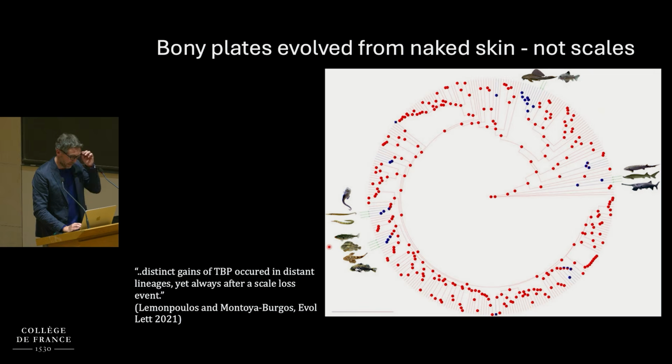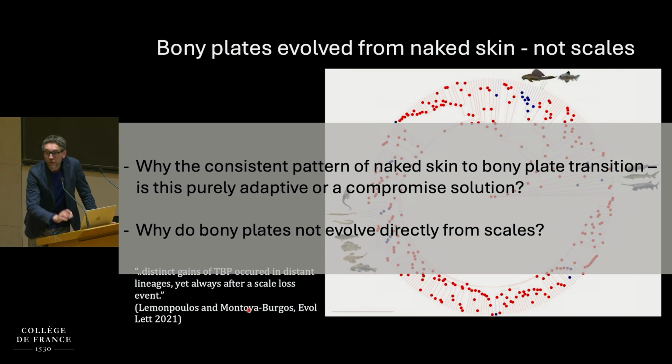The trajectory by which this sort of change happened is work from my previous colleagues in Geneva, the lab of Pan Montoya. And what they showed is that bony plates structurally evolved from naked skin instead of from scales. So to go to bony plates, it seems you first need to lose your scales, live for a couple of years with naked skin, and then what reappears are bony plates. Of course, this is a very interesting trajectory if we're trying to understand how diversity comes about. So, questions we could ask is, why the consistent pattern of naked skin to bony plate transition?